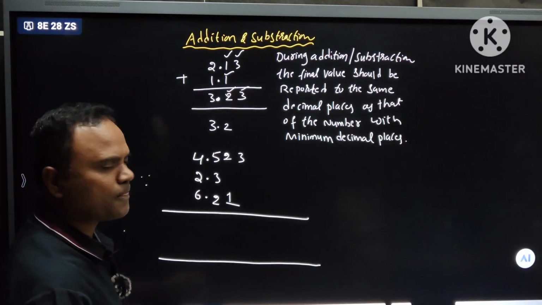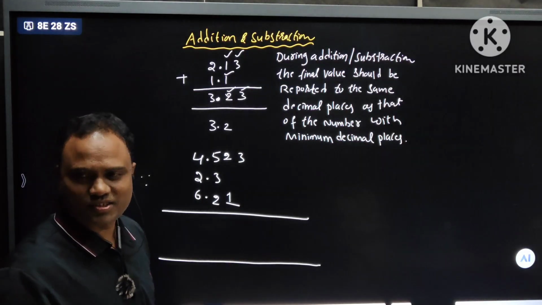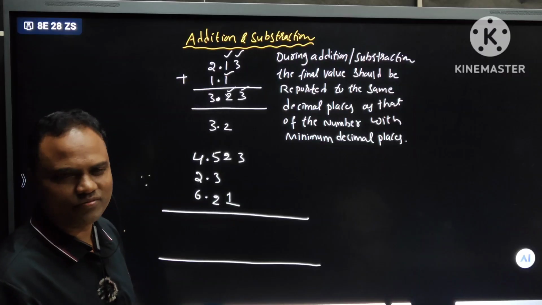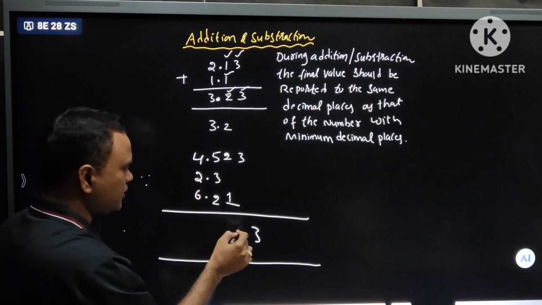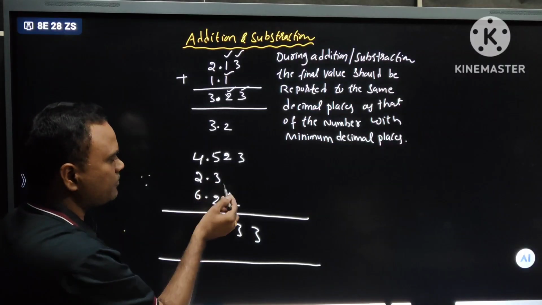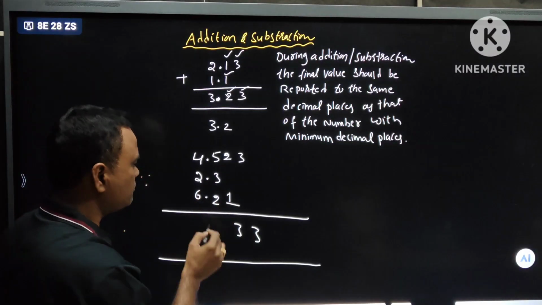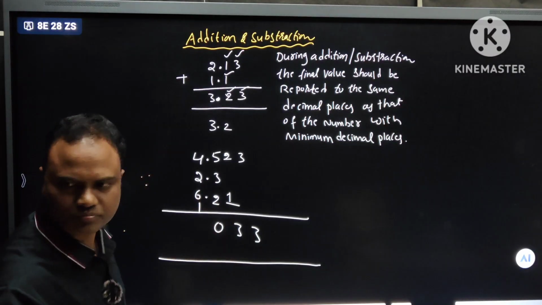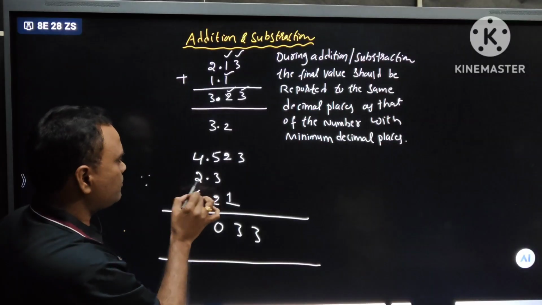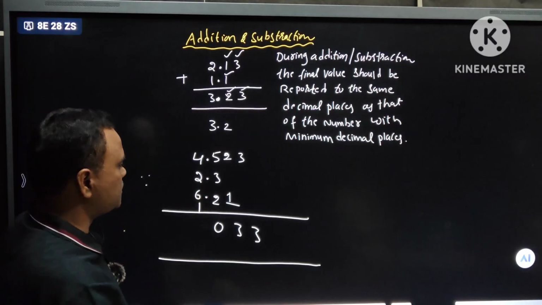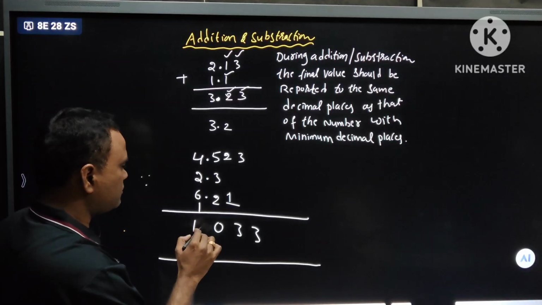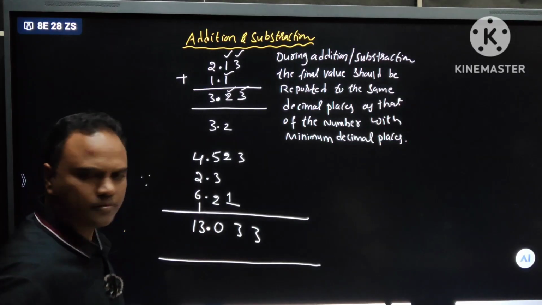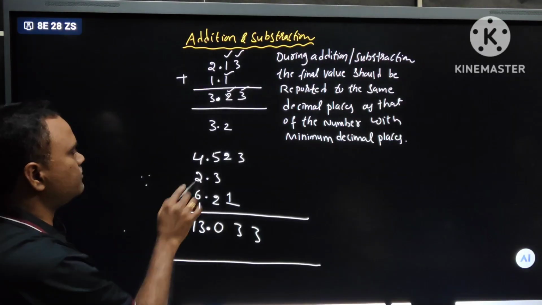Look at this. Let us check. I'll confirm. 3, 2 plus 1, 3 again. 5 plus 3, 8. 8 plus 2, 10. 4 plus 2, 6. 6 plus 6, 12. 13. Right? You have 3 numbers.